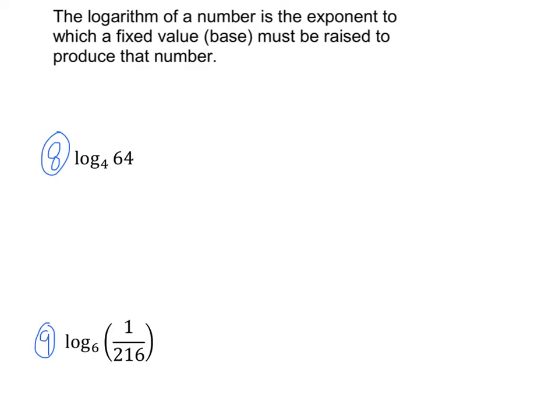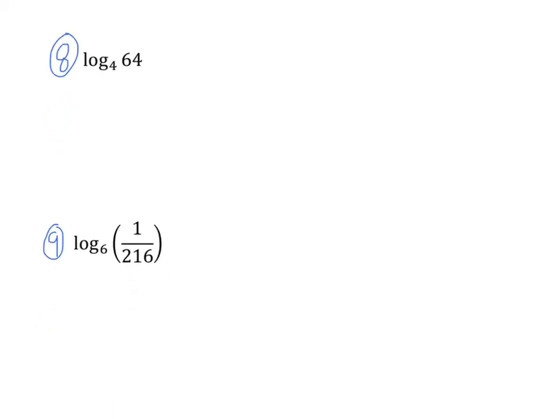Reminder, here's our definition that we used last time. The logarithm of a number is the exponent to which a fixed value, the base, must be raised to produce that number. We'll do a couple of these together to get ourselves warmed up, and then you're going to try some. If I have the log of 64 with base 4, the way we read this is log base 4 of 64.